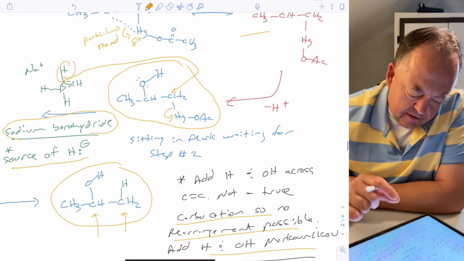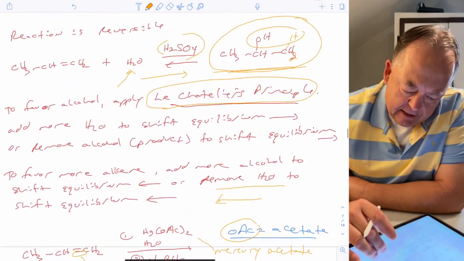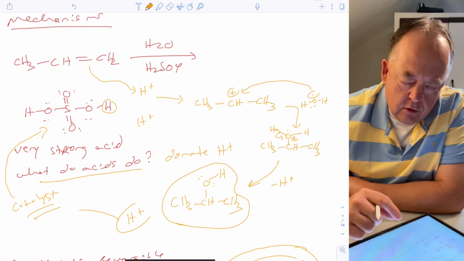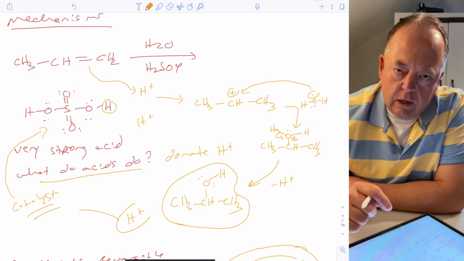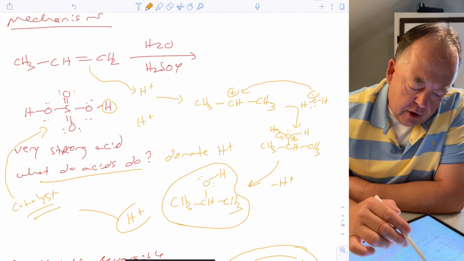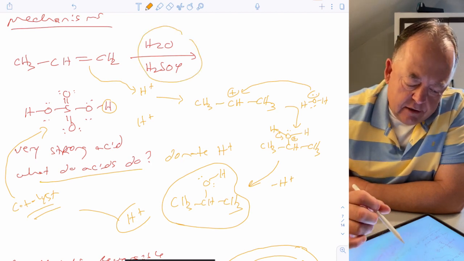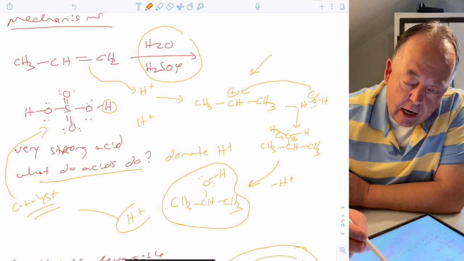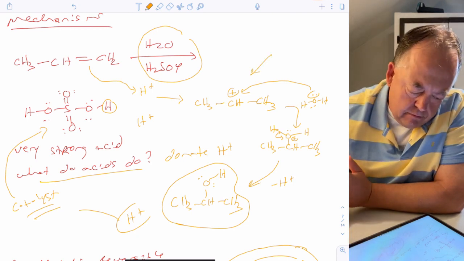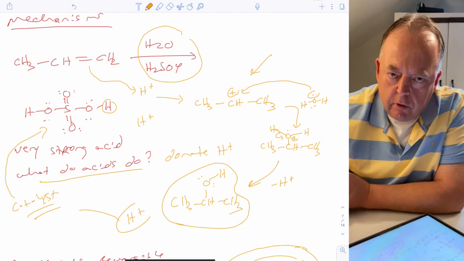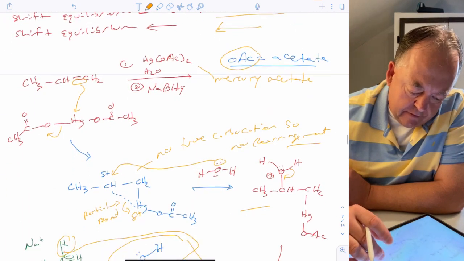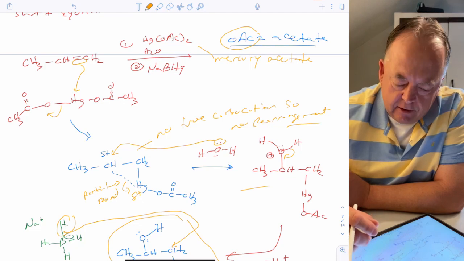So that would be the benefit to do this reaction as opposed to this reaction. If you wanted to add H and OH, but you did not want rearrangement to happen, then you cannot use water and sulfuric acid if the carbocation was susceptible to rearrangement. This one is not, but maybe the alkene could lead to a carbocation that could rearrange, and if you wanted to avoid that, then you would have to use this recipe instead to add water.